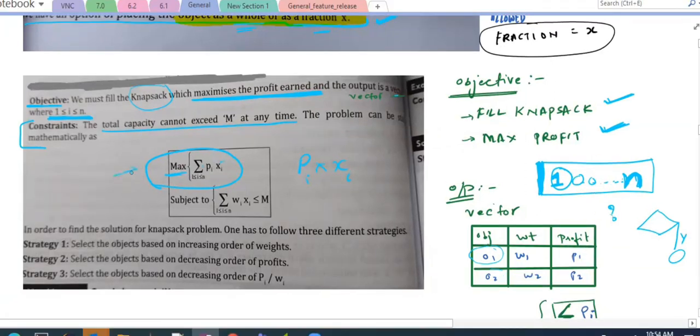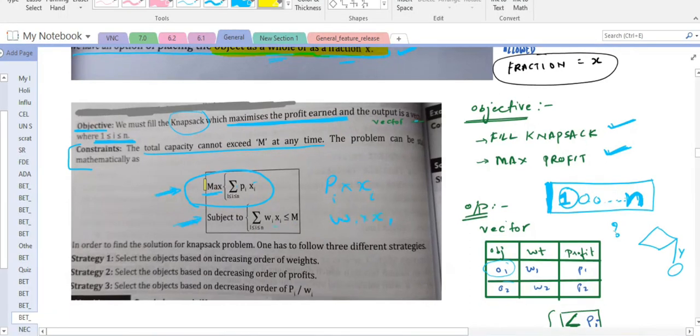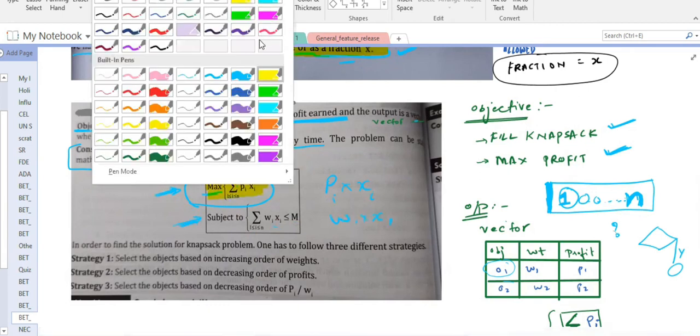But while finding this maximum, you always have to respect the constraint. Subject to means constraint. What is the constraint? The weight of the element. The weight of any element that I pick, weight of xi, should be less than m. So our objective is to maximize the profit, keeping the constraint in mind. That is what you can summarize this as.